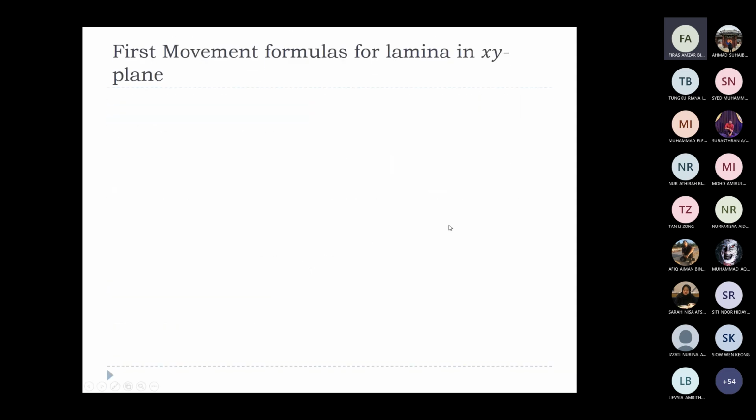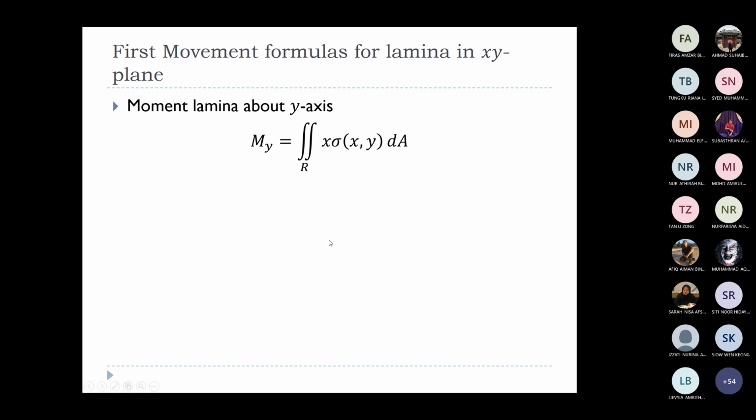So from here, we have the first moment formula for the lamina in the xy plane. So how are we going to find the moment formula for the lamina in the xy plane? The moment of the lamina about the y-axis, we have My equal to the double integral over the region R of x multiplied with the density function over dA. Okay. So we are going to have moments about the y-axis.